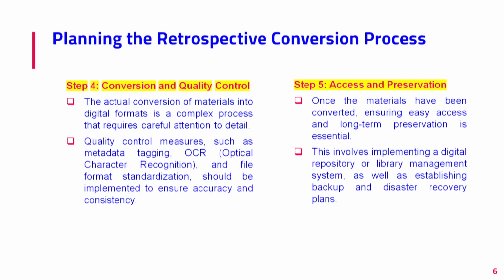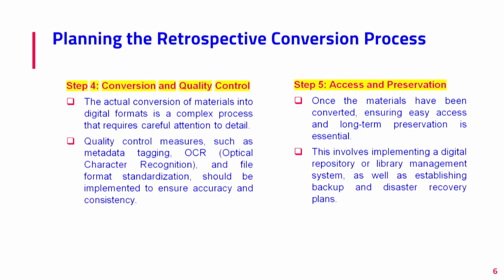And the fifth step is access and preservation. Once you have done all the assessment, prioritization, budget control, and then quality control, up to here you are very clear that you will perform this particular task in the way in which you plan. And the fifth step is access and preservation. Once you have completed all your retrospective conversion, in what way will you access it, and how will you be able to preserve it for the long term?